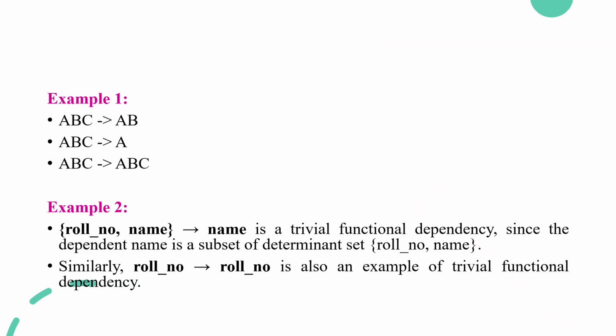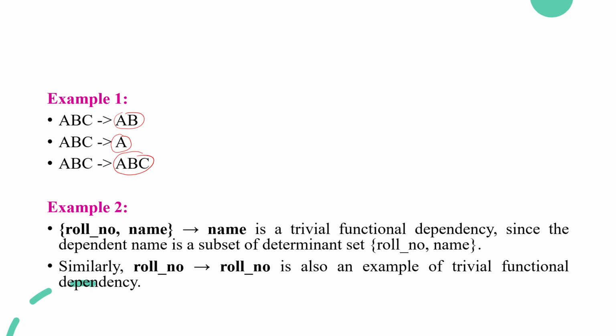We see an example here. A, B, C can determine A, B, or it can determine A, or it can determine itself, A, B, C. So this is called a trivial functional dependency.